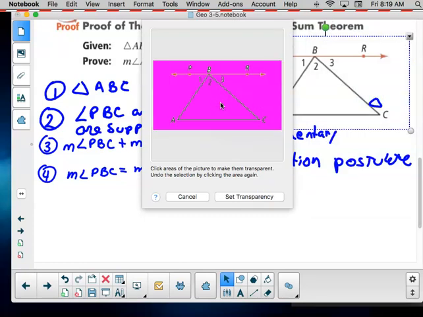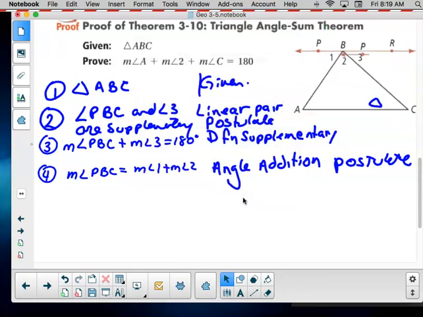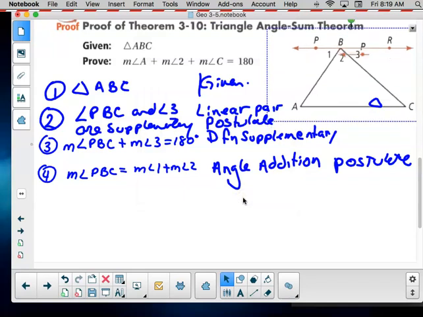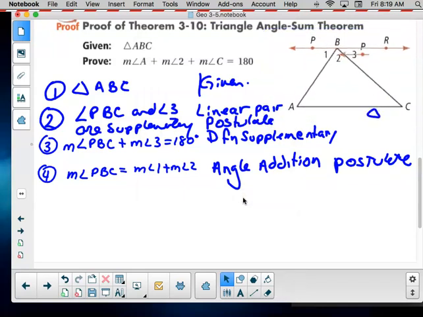And we'll do that too. We'll set transparency, got that made, so now we can move that around accordingly. Now, that's what I'm going to do.